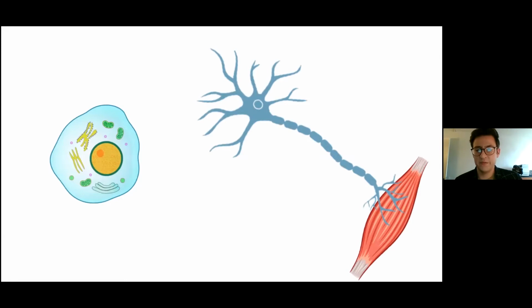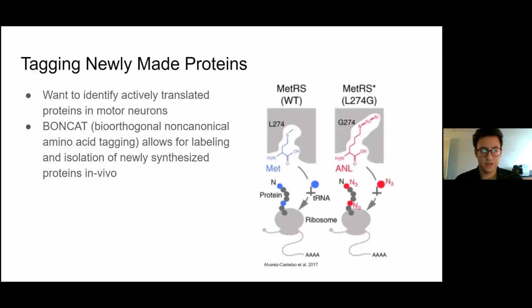And so the cell has to regulate how genes are made in areas that are very far away from the nucleus. We're specifically interested in genes that are made at the synapses that connect to muscles. So we have a technique to identify proteins that are being actively translated at synapses in these motor neurons.